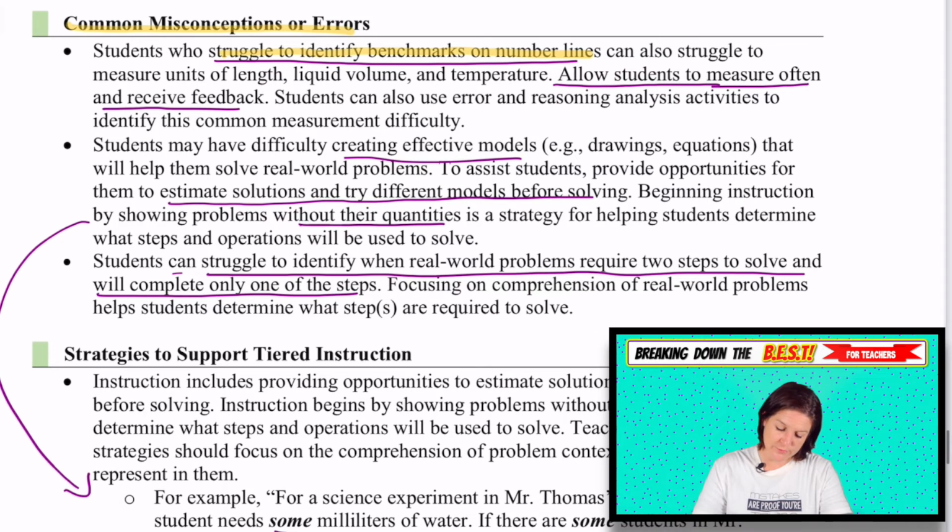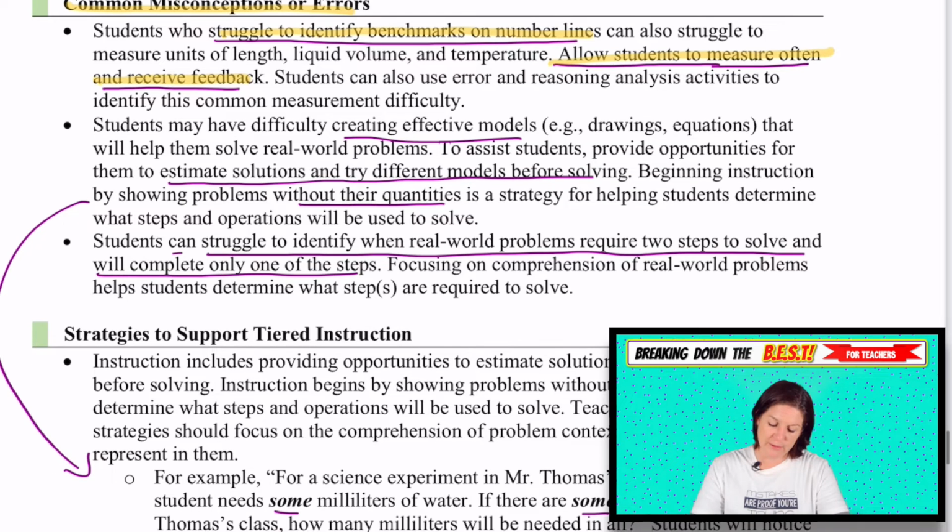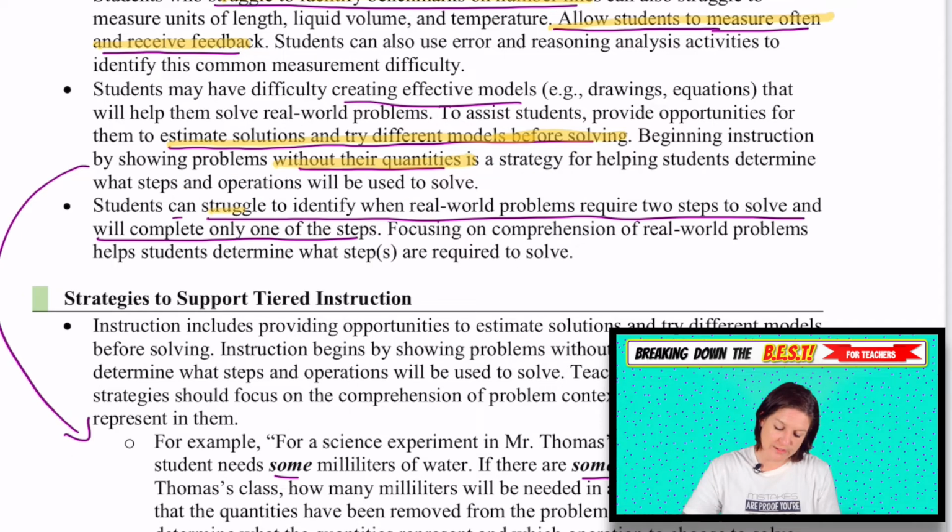That could be true. So making sure that we're creating lots of opportunities for students to measure often and receive feedback. Try estimating solutions in different models before solving. Maybe showing problems without the quantities represented so they can really understand what the problem is asking. And it says students can struggle to identify when a real-world problem requires 2 steps to solve, and sometimes they'll only complete one of the steps.